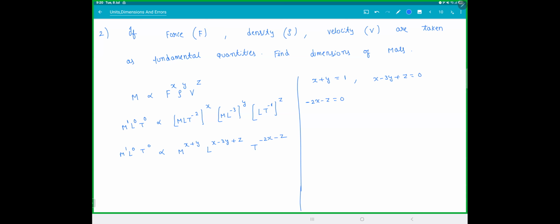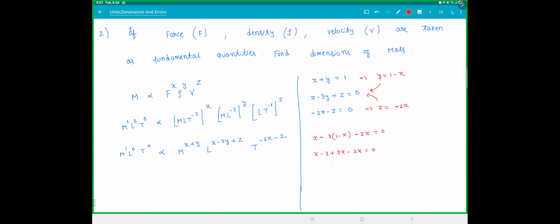So generally, whenever you get stuff like this, you eliminate two variables. This is what I would prefer to do. From here, get the value of y, which is 1 minus x. From here, you get the value of z, which is minus 2x. Put both in this equation. So y becomes 1 minus x, z becomes minus 2x. I brought everything in terms of x. x minus 3 plus 3x minus 2x is 0.